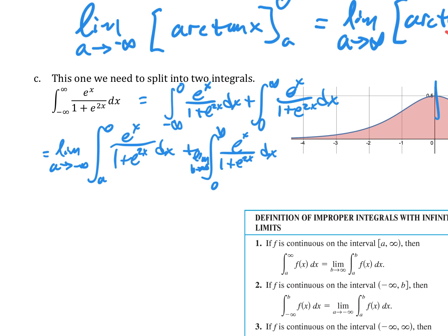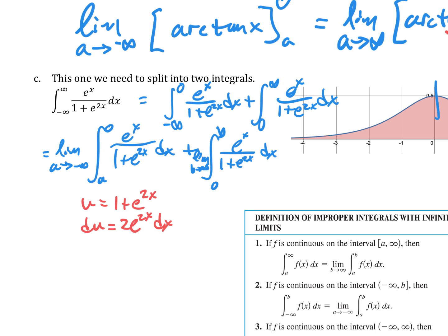Could we use a little u substitution maybe? If u is 1 plus e to the 2x, then du is going to be 2e to the 2x dx, right? Well, if this was e to the 2x, we'd be golden, we'd be good to go. But that's not going to work.